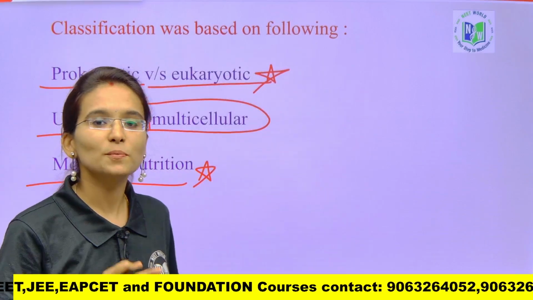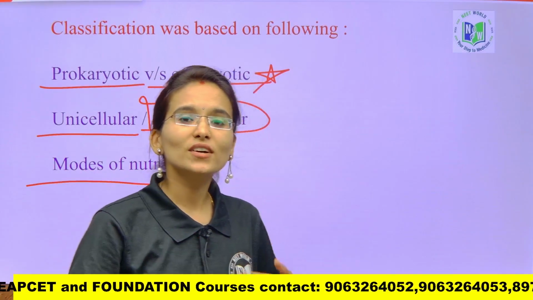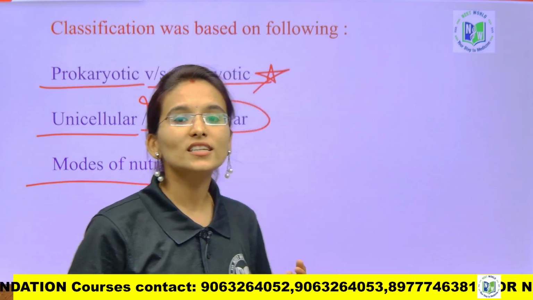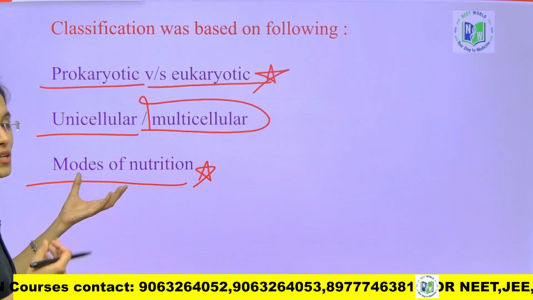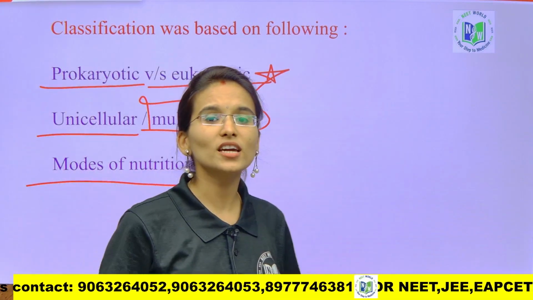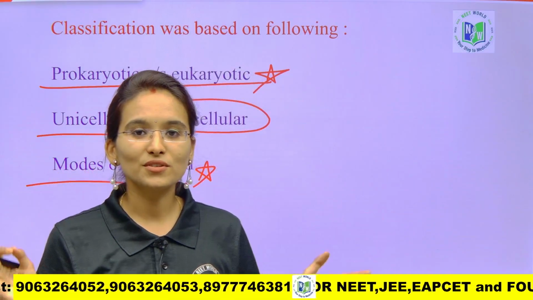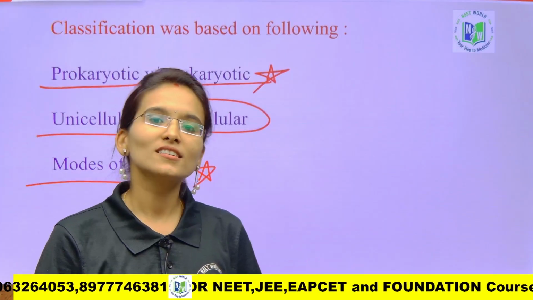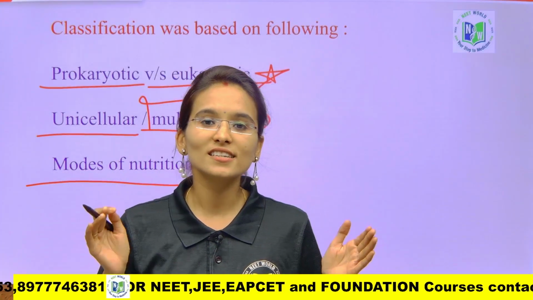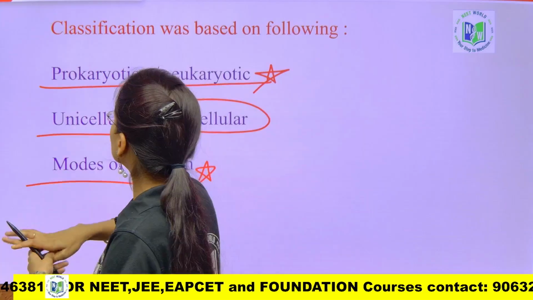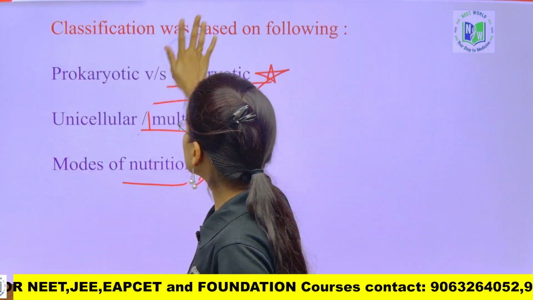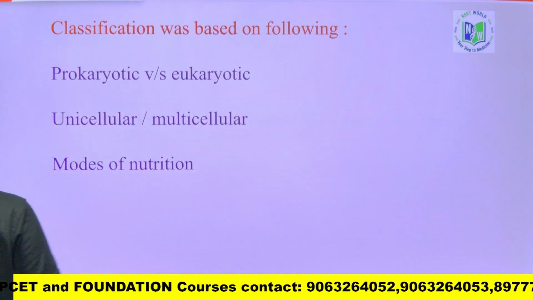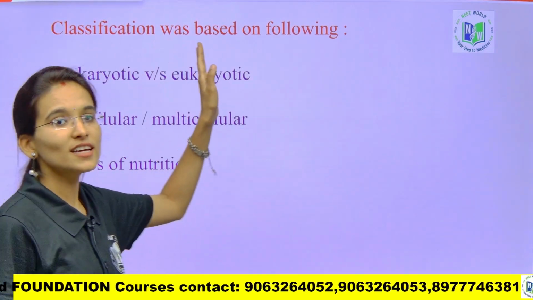Whether Monera is prokaryotic or eukaryotic, whether the kingdom Animalia is unicellular or multicellular, and whether the kingdom Plantae is divided based on the modes of nutrition. These are the main characteristic features that R.H. Whittaker used to divide all these kingdoms. Are you clear with these classifications, students? This is the method for the classification.